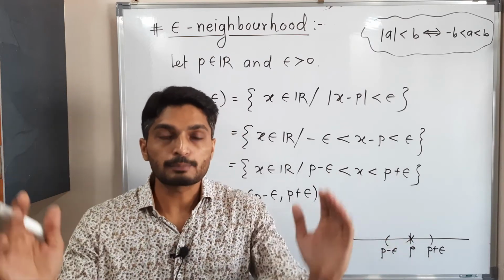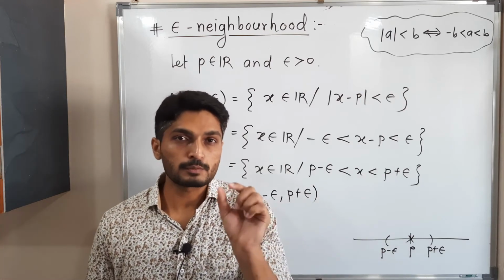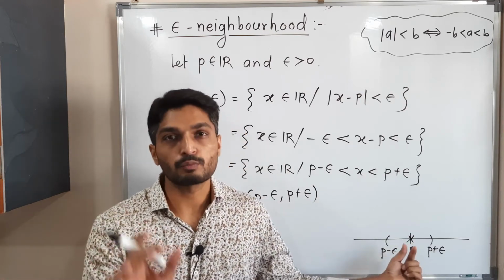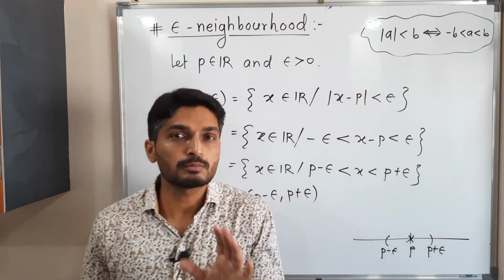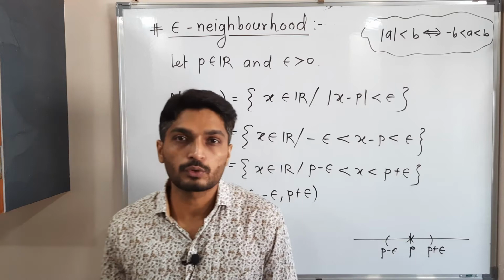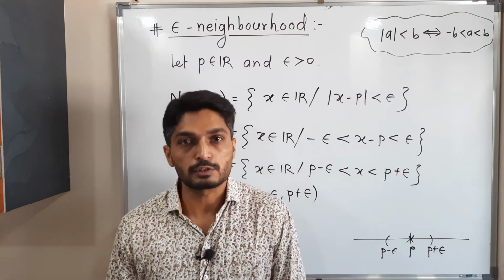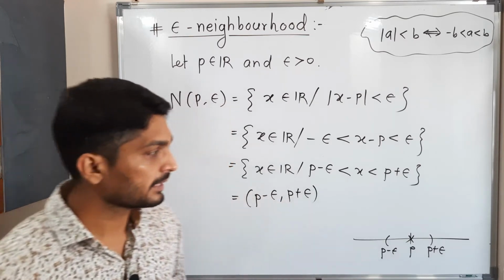So that is epsilon neighborhood of P. If you take small epsilon, you will have a very small interval. If you take large epsilon, we will have a large interval. But see, epsilon means a small positive real number. So normally we take a small interval, small epsilon. Okay. Make a screenshot of it.